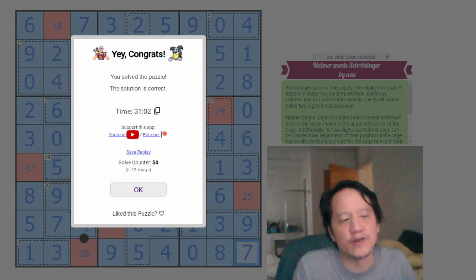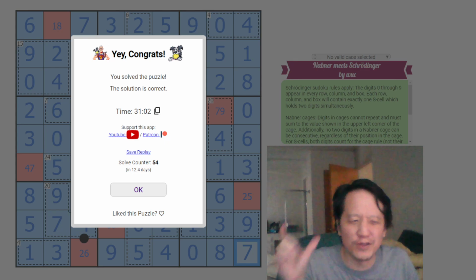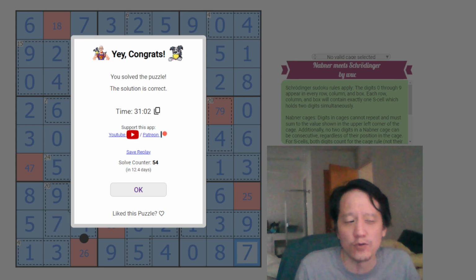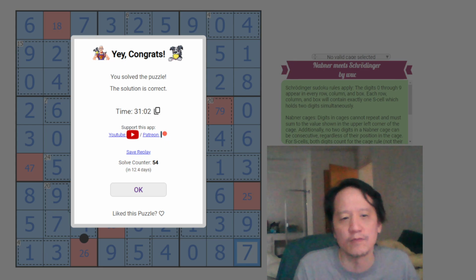Schrödinger cells are always very interesting. It makes you have to rethink things in a very specific way. I've had a pretty decent experience with that, so it's not that bad for me. But it might be difficult for newer players, especially people who haven't really run into it before. Anyways, that's the solve, and see you next time. Take care.